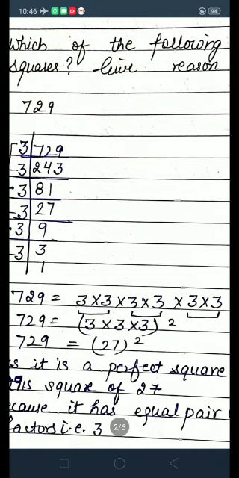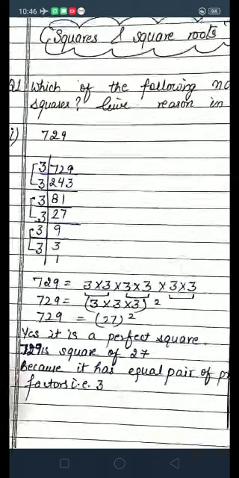Now 729 has 3 perfect pairs of prime factors 3, and after the multiplication by applying a square I get 27. So it is a perfect square because it contains perfect pairs of prime factors 3, and yes, I can easily see that it is a square of 27.